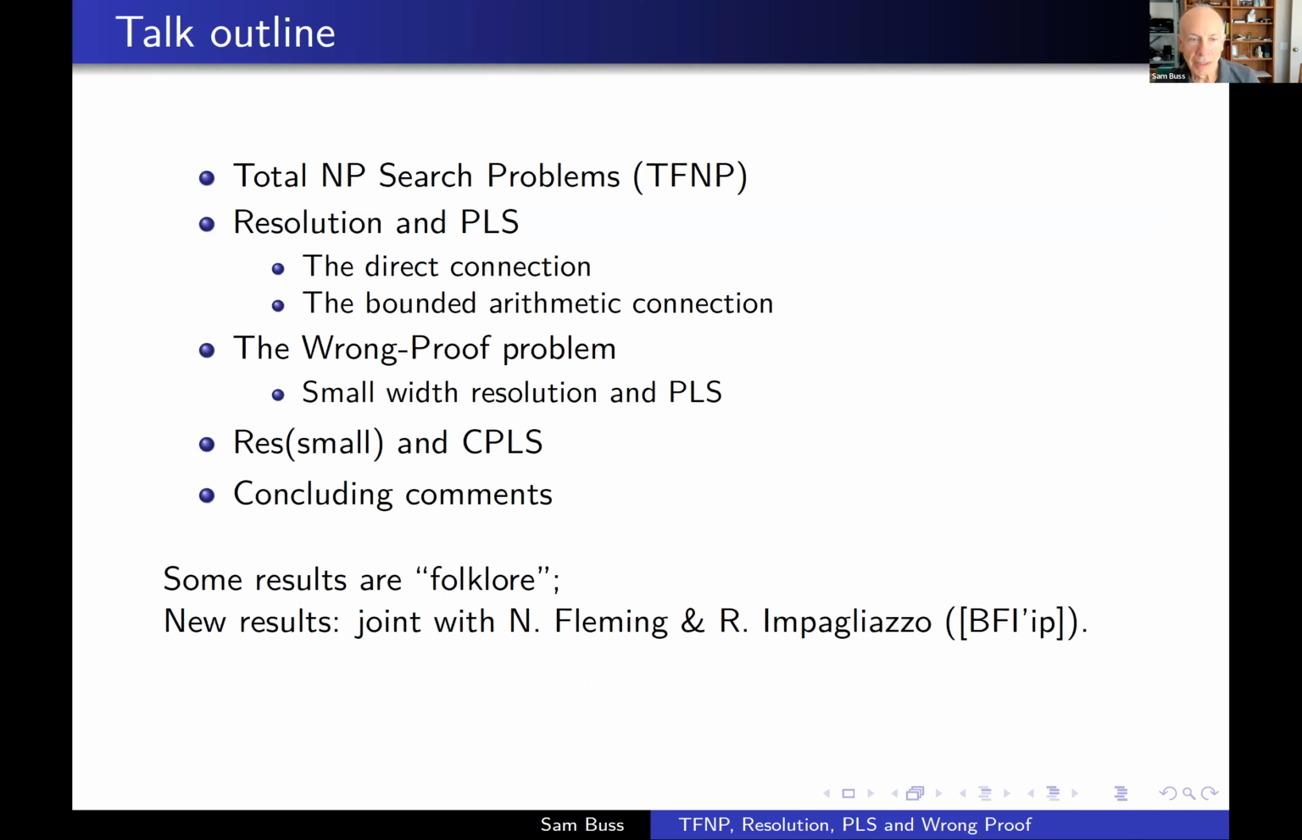And so my talk outline is here. I'm going to talk about TFNP very briefly, which Neil's already introduced for us. And then I'm going to talk about resolution and PLS, and then the wrong proof problem, and then basically Res(polylog) and CPLS. Some of the results are folklore. Some of them seem to be new, but we'll see. Maybe they're also known as well. We'll just see as we go along. And some of them are joint with Noah and Russell. Russell, I believe, is online with us, and Noah as well.